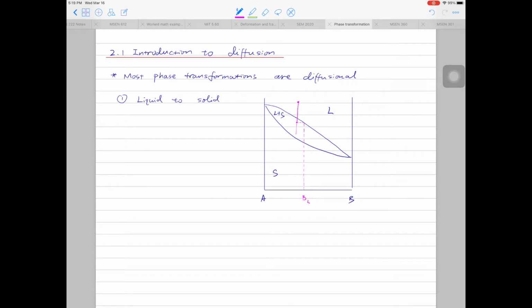Let's further decrease the temperature. And if we read the B content in the liquid phase, it will be here. Let's denote it as BL prime. It is clear that BL prime is greater than BL. What this tells us is as we decrease the temperature, the B atoms are actually diffusing into the liquid phase.